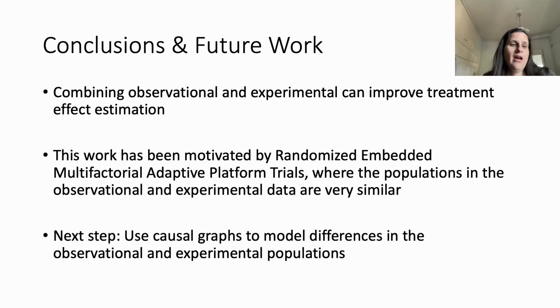So essentially, to summarize, we believe that combining observational and experimental data can improve treatment effect estimation. This work has been highly motivated by randomized, embedded, multifactorial adaptive platform trials, which is a type of trial that happens in the hospital system. So there, the populations in the observational and the experimental data are very similar. This is not always true, so our next step is we want to use the causal graphs to model the possible differences in observational and experimental populations, so we can apply this in a wider range of scenarios and data sets.